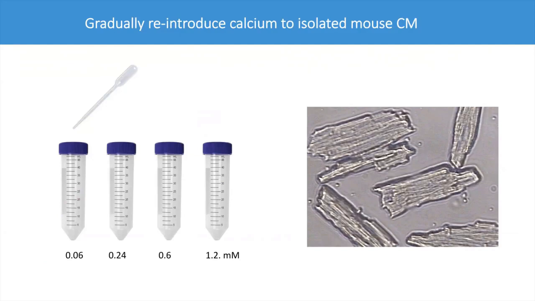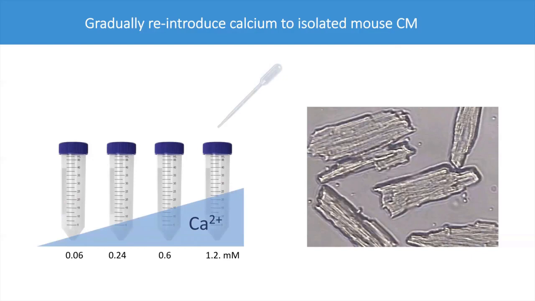Adult mouse cardiomyocytes are much more fragile and sensitive than adult rat cardiomyocytes. So we need to reintroduce the calcium in a stepwise manner, with gradually increasing calcium concentration, as shown in the protocol attached.